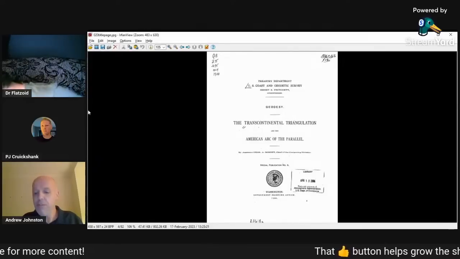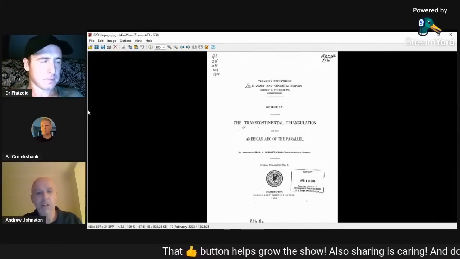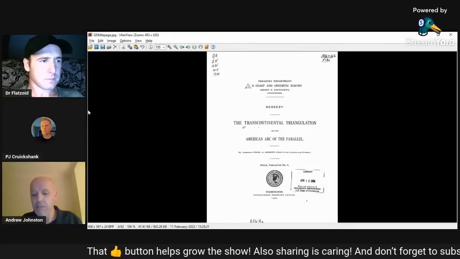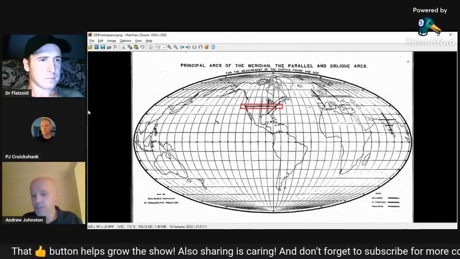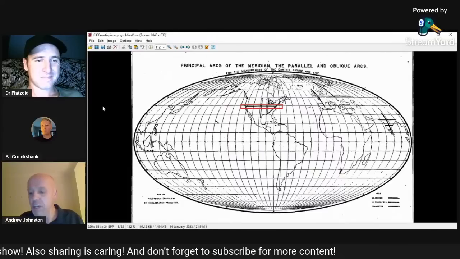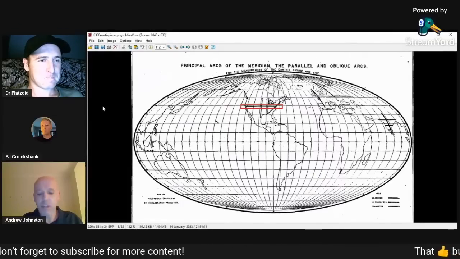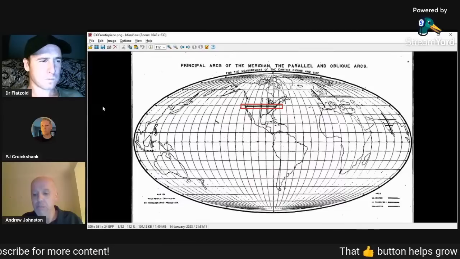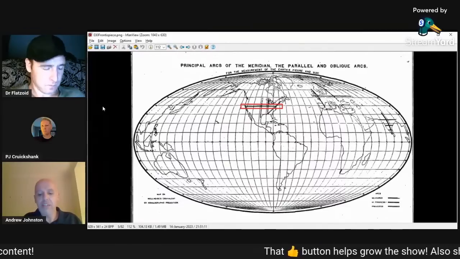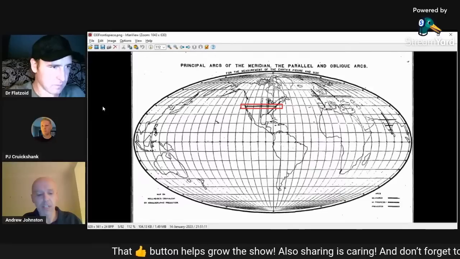Okay, my main reference will be the Transcontinental Triangulation and the American Arc of the Parallel by the US Coast and Geodetic Survey. This was, as the name suggests, highlighted there in red, a geodetic survey across the full width of the North American continent, roughly following the 39 north latitude line. The field work was done between 1872 and 1898, and the book of the results was published in 1901.